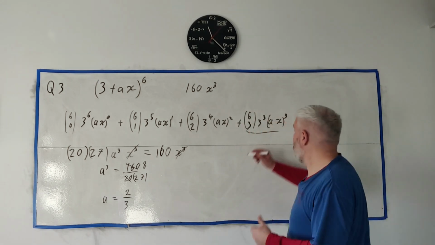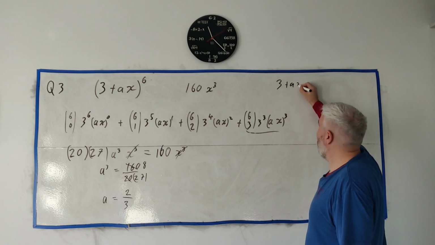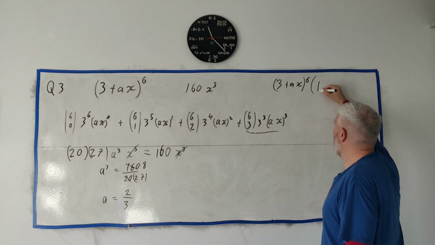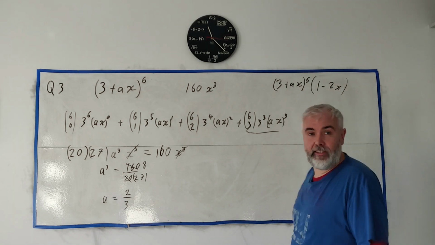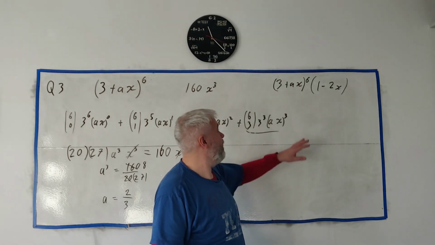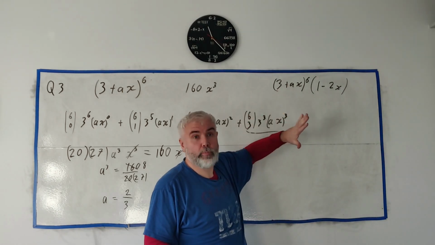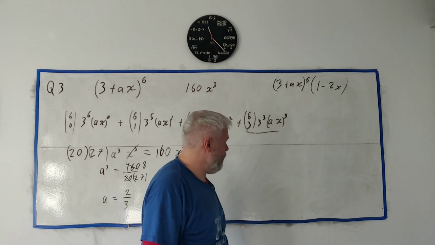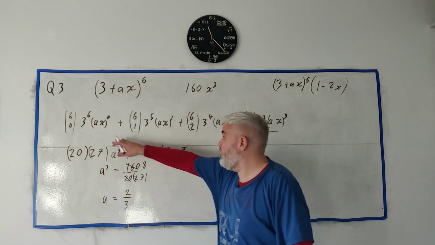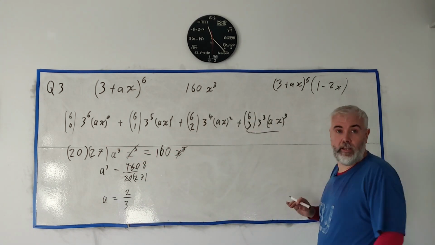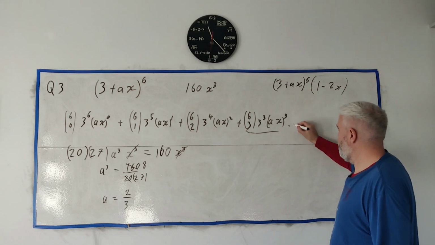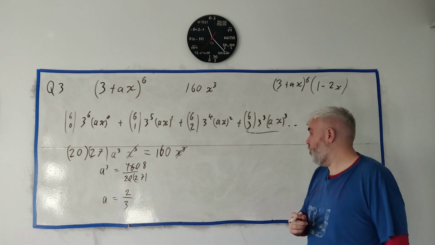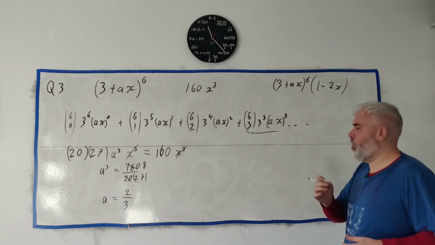For the next part, they ask something related. They have 3 plus ax, to the power of 6, of course, multiplied by 1 minus 2x. And they ask us to find the x cubed coefficient of this expression. Now to do that, I left a lot of this on the board here, because I'm going to use some of these. Not all of them. But I'm going to pick some of them to use. And we're going to be smart about this. We're going to think about it a bit.